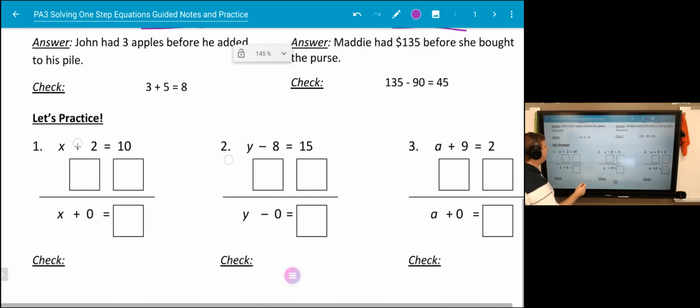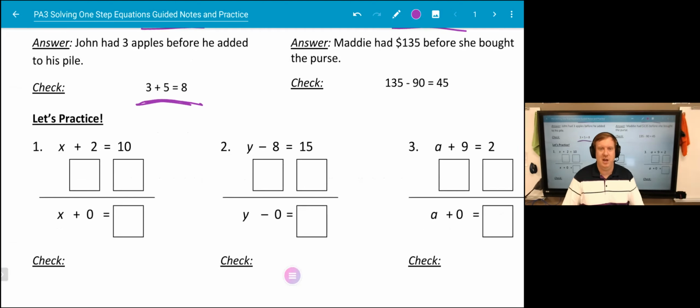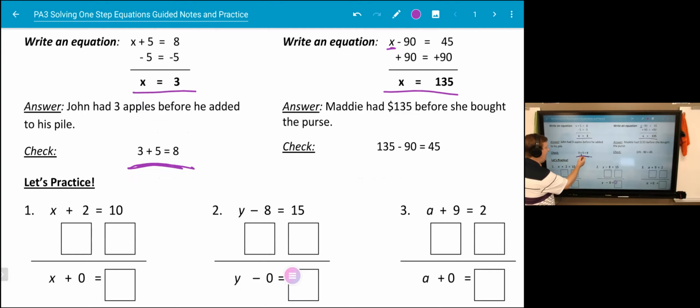Here's the most important part: check your answers. That's the beauty of equations. If you plug your number back in and it's not equal, you did something wrong somewhere. Maybe you have the right answer but didn't do the right steps. In the apples example, he had 3 apples, then added 5. 3 plus 5 does equal 8. In the purse example, she had $135 and spent $90. If I take away 90 from 135, I do get 45.